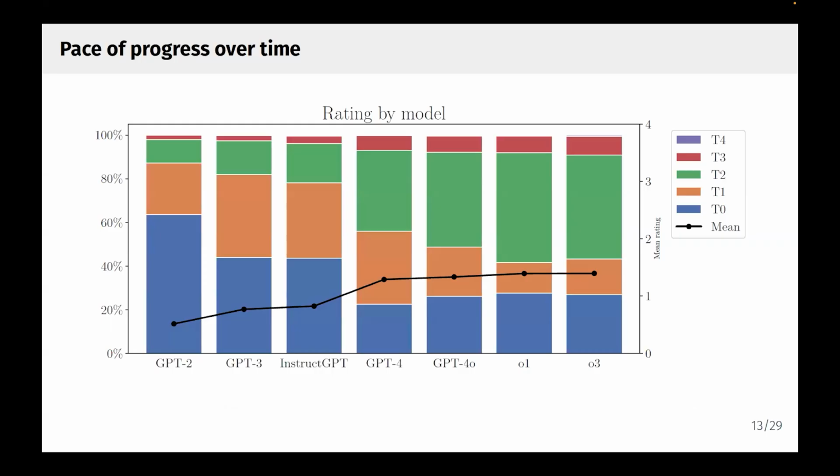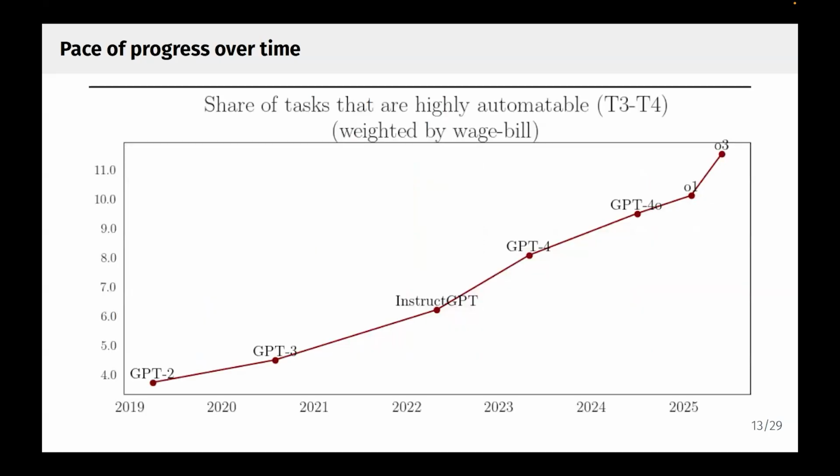You can see the decomposition across the different ratings here. You'll notice that T0, which is not able to automate at all, is going down over time. T3 is increasing over time. T4 is barely changing. So even O3, according to GPT-4, is not able to automate fully, 100% of the time, basically any tasks. If you weight by the wage bill of occupations and also look at the percentage of tasks that are highly automatable, either T3 or T4, you get a pretty strong upward monotonic increase here.